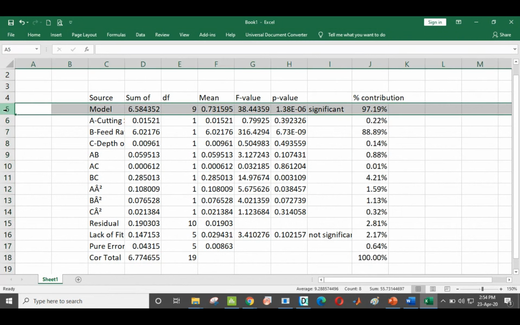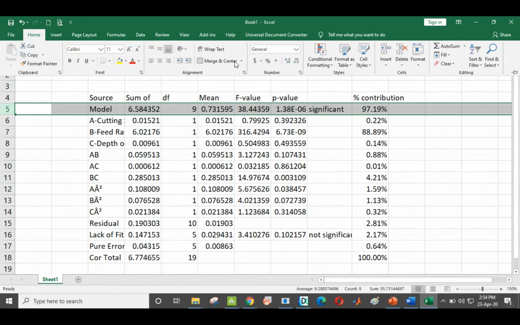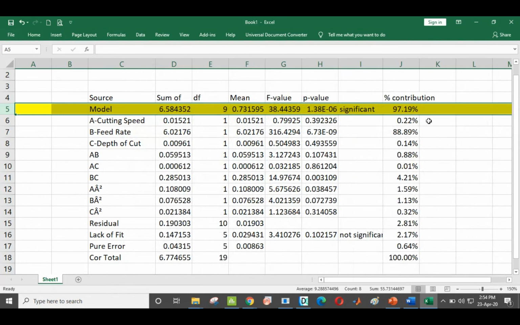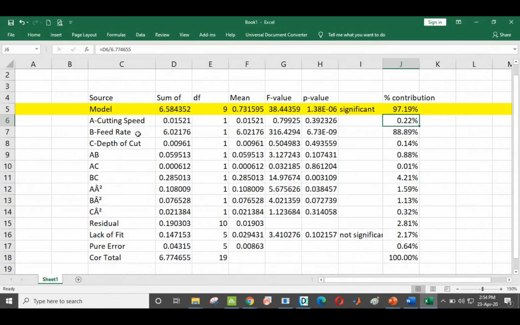So the model, here you can see the model. The model has a percentage of 97.19, which is nothing but the R square value also. So the cutting speed contribution is 0.22, the feed rate contribution is 8.89, and depth of cut is 0.14. And this is for the interaction terms.